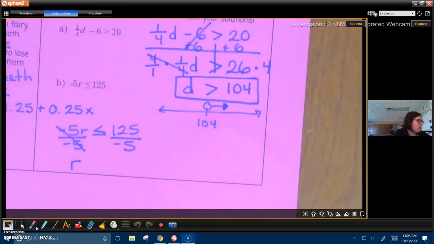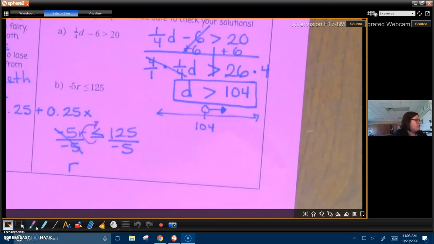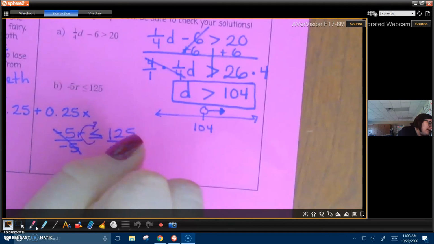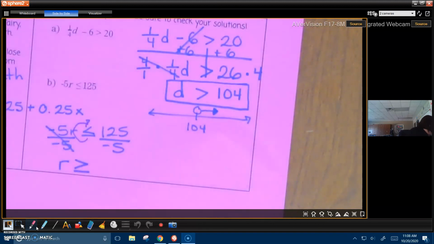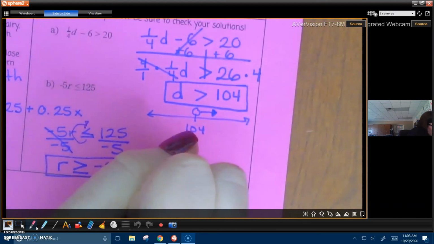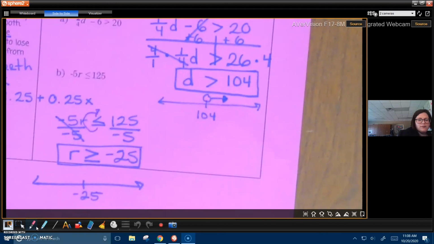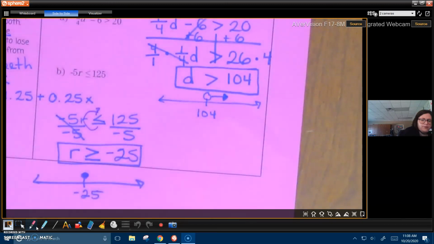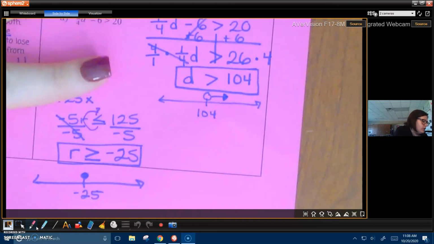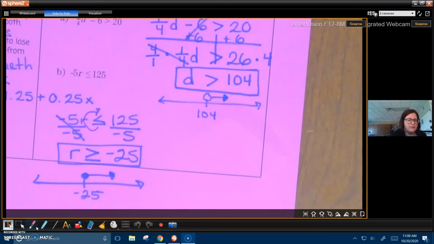Now remember the rule with our inequalities. Anytime that you multiply or divide by a negative, you have to flip your inequality symbol. So R is now going to become greater than or equal to 125 divided by -5, which is -25. R is greater than or equal to -25. This one's going to be a closed circle, because R can be equal to -25. -25 is included as a solution for R, and then I'm going to point the arrow to all the numbers that are greater than -25.